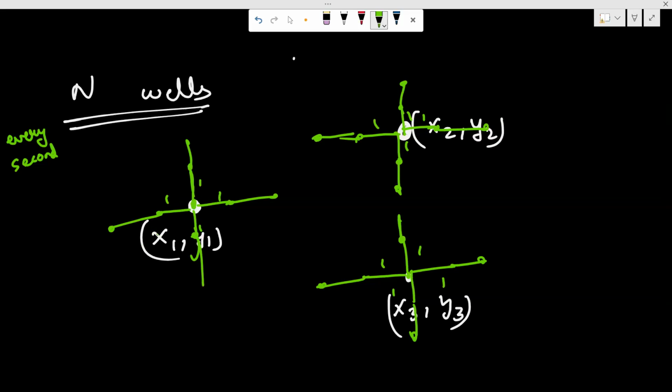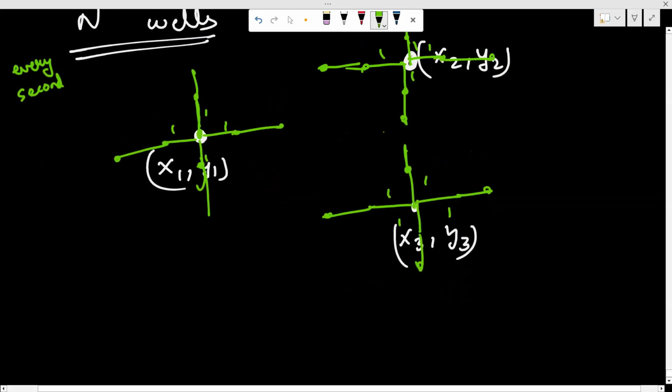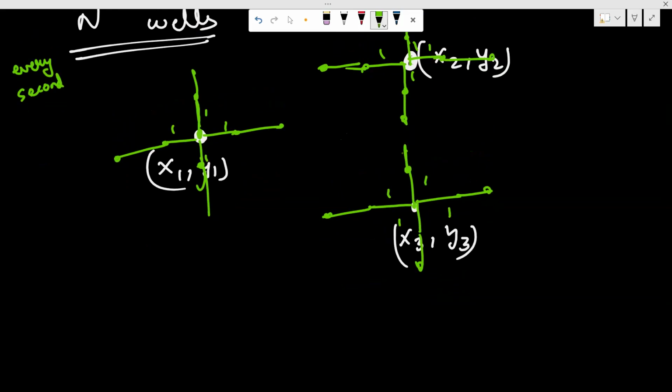Is this clear, guys? What is happening every second? Okay, cool. If this is clear, what does the question say next? The question says that if any two wells overlap or touch each other, we assume that those two wells are connected. Suppose it extends more, and it extends more. Do you all agree that this will overlap?